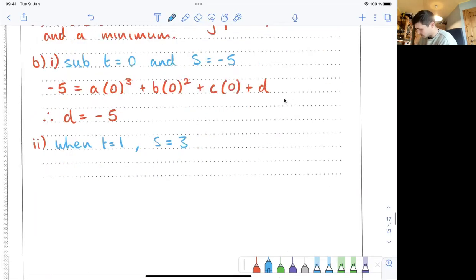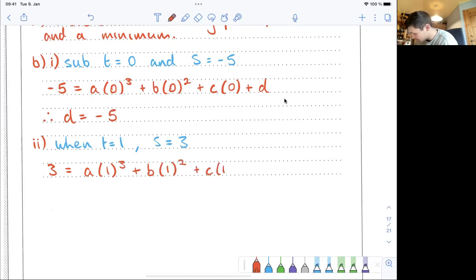All right, and so then we also have, so we'll write that in here. We've got 3 is equal to a times 1 cubed, so a multiplied by 1 cubed, plus b times 1 squared, plus c times 1 plus d, which we know is -5, so we can just put that in, -5. So therefore, we're going to have 3 is equal to a plus b plus c -5. All right, so there's our first equation.